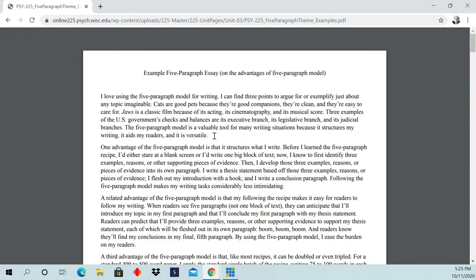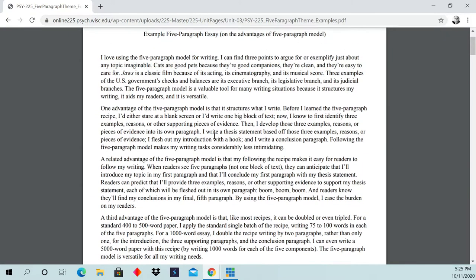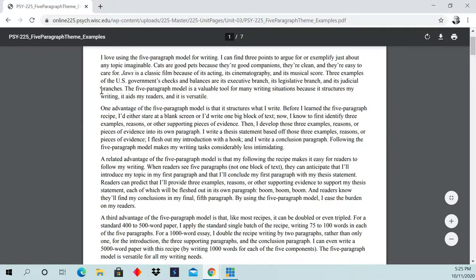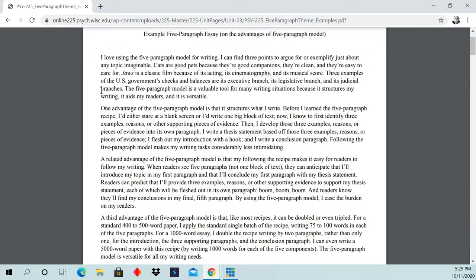Okay? The next paragraph then is my first main body paragraph, which should start with a topic sentence. The topic sentence should contain the main point for that paragraph. My first main point, if you look over here, is that it structures my writing, right? That's my first main point. So that should be my first main point in my first topic sentence. So let's look. One advantage of the five-paragraph model is that it structures what I write. Do you see that? There's that main point. And then the rest of this paragraph is just fleshing out that main point, that it structures what I write.